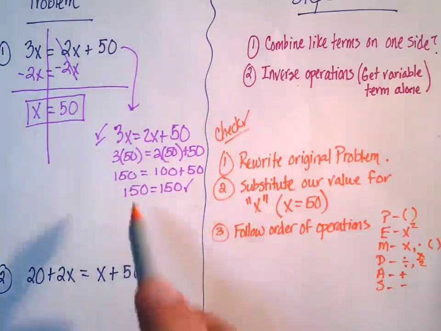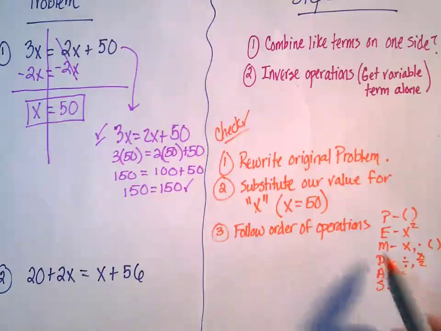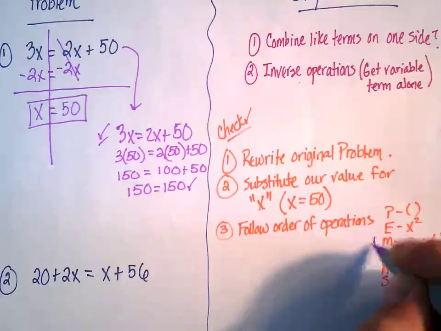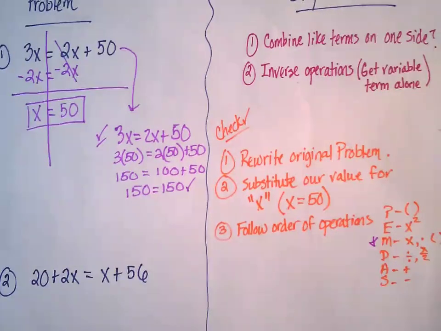So with this one, we jumped right down to multiplication, because we did not have parentheses and we didn't have exponents. So I was right down here in multiplication. That's where we started with this one. So as you can see, we're using our steps and we're thinking through the problem as we go.